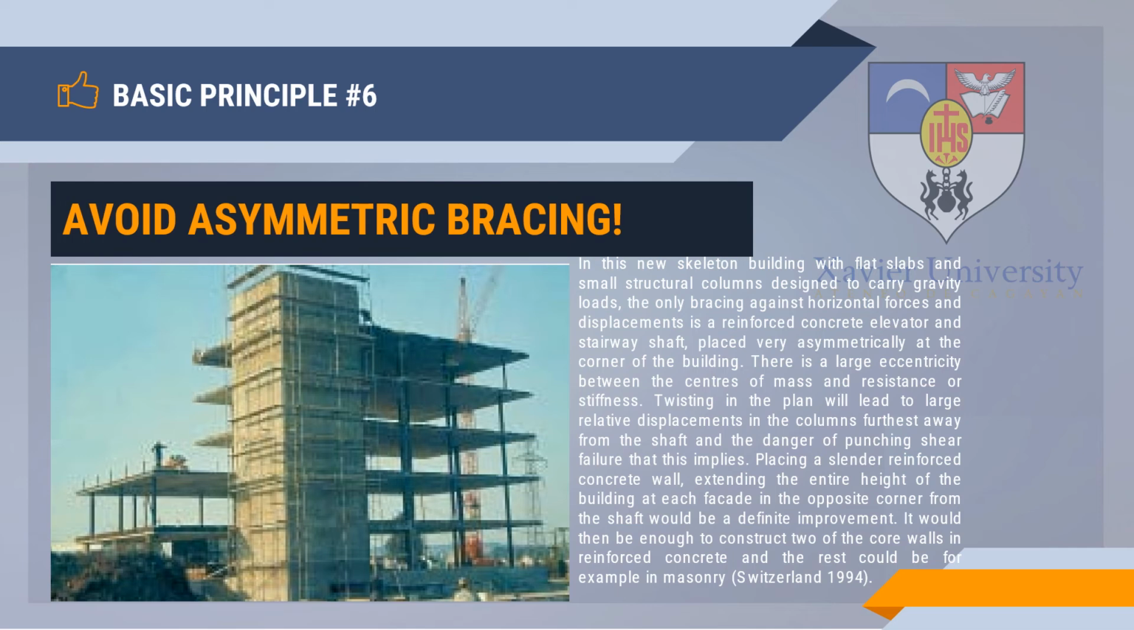So placing a slender reinforced concrete wall extending the entire height of the building at each facade in the opposite corner from the shaft would be a definite improvement. So it would then be enough to construct two of the core walls in reinforced concrete, and the rest could be, for example, in masonry.